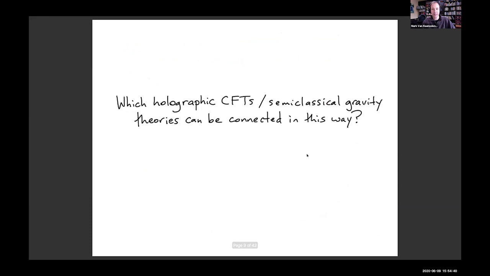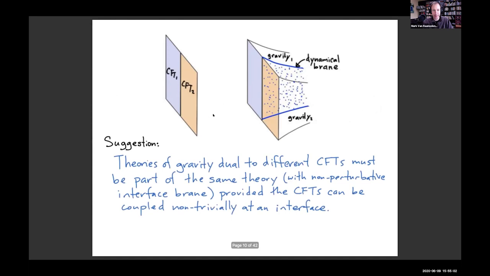a question is, how do I know if I have, say, two holographic CFTs and there's some corresponding theories of gravity that look different from each other, how would I know if those two theories of gravity can be connected in this way? How do I know if there's some larger non-perturbative theory that would have such a brane? Okay. And so one thing that I want to suggest is that having these two theories of gravity be connected and being part of a larger non-perturbative theory with this interface brane sounds really difficult to check or understand. But I think it's actually related to a much simpler criterion that you could ask about the CFTs themselves.